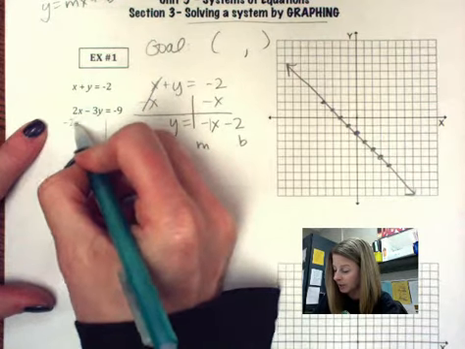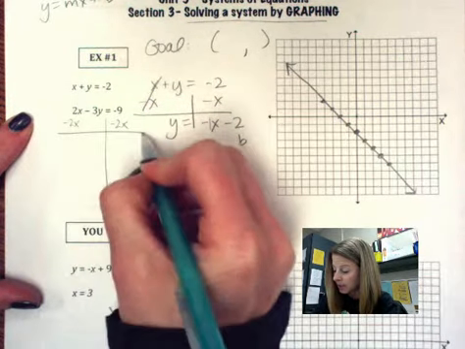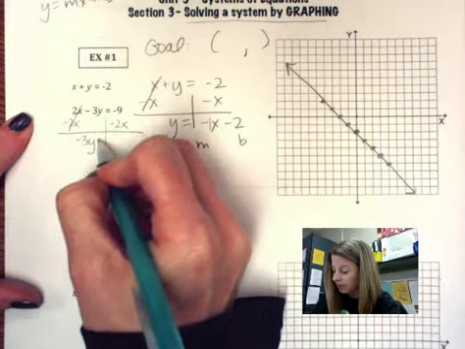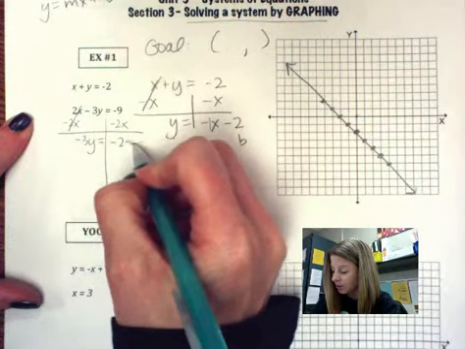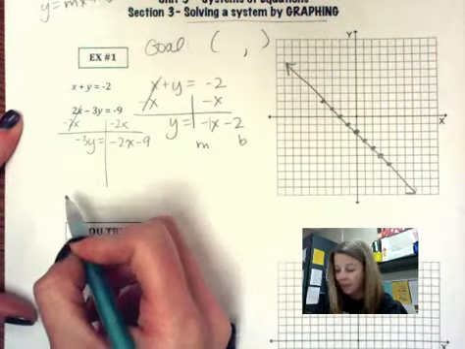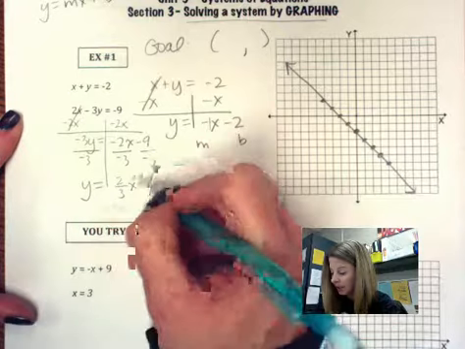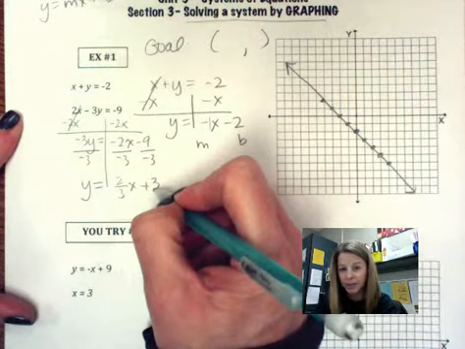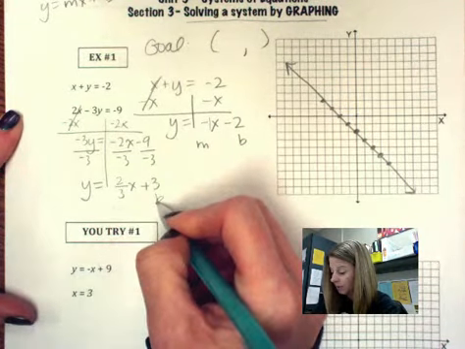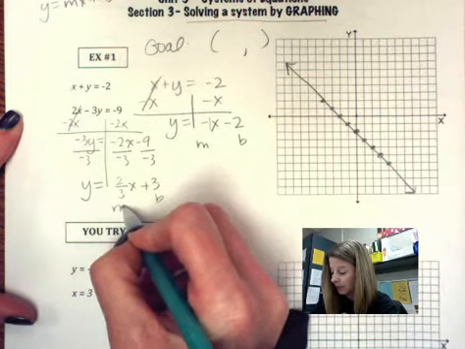Line number 2, I need to rewrite this one in slope-intercept form. So I need to take away 2x, take away 2x. Bring down, I now have negative 3y equals negative 2x minus 9. Now I have to divide by negative 3, divide by negative 3, divide by negative 3, and then simplify. So I have y equals a negative 2 over a negative 3 simplifies to positive 2 over positive 3. So there's my slope, and then negative 9 divided by negative 3 is positive 3. So the 3 is my y-intercept, my b, 2/3 is m.